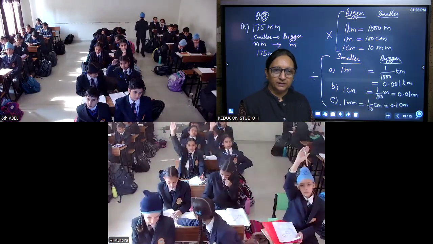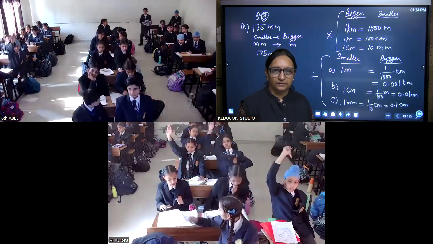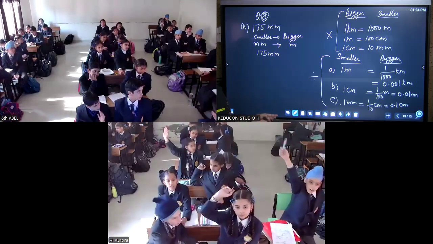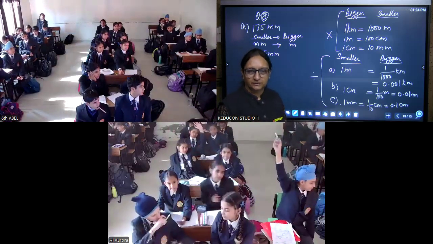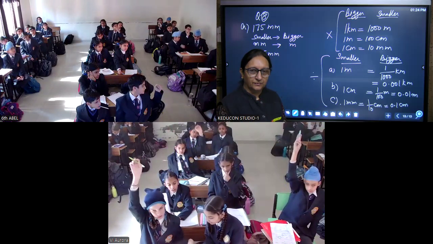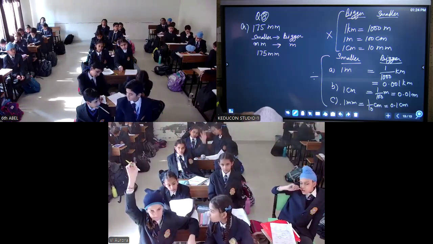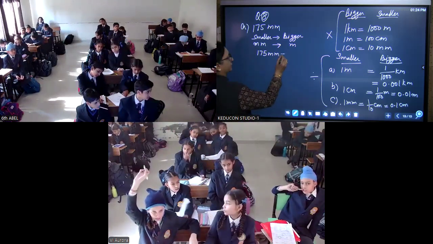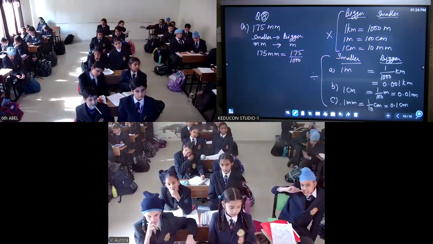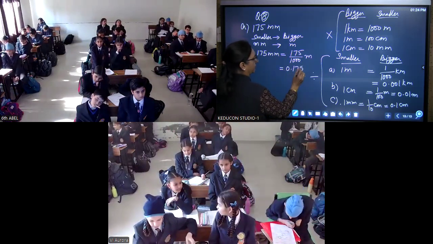Have you done, beta? Yes, come forward. We told we have to divide by 10. That is wrong because we are not doing it in centimeter. We are doing it in meter. Ma'am, because 1 millimeter is 1 upon 10 centimeter. Yes. What should it be then? 0.175. It should be 175 by 1000. So it will be 0.175 meters.